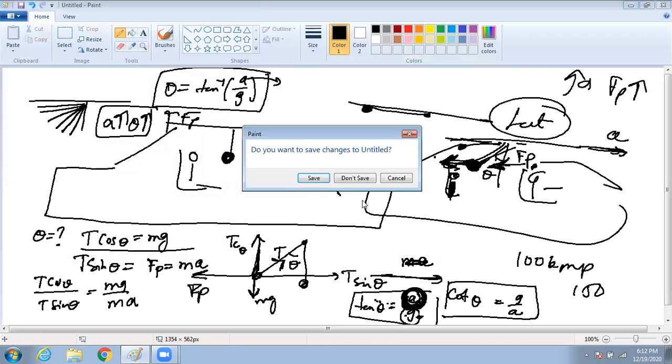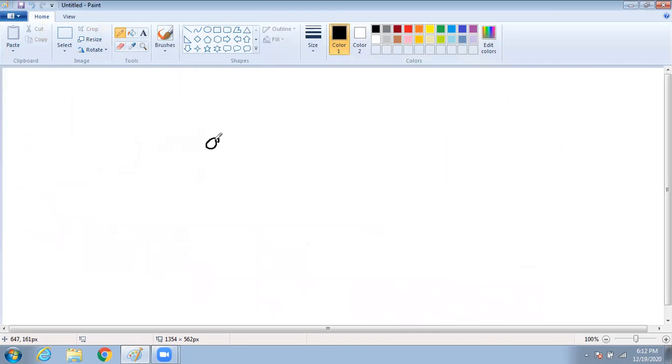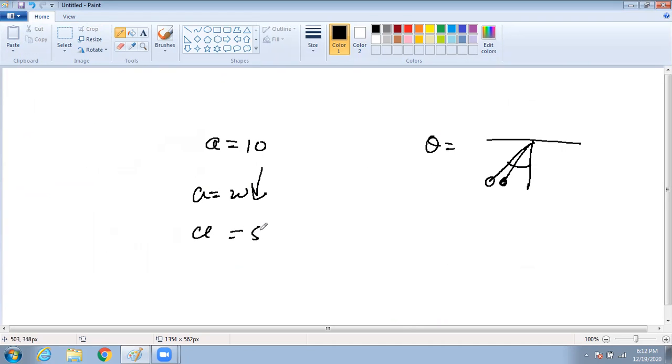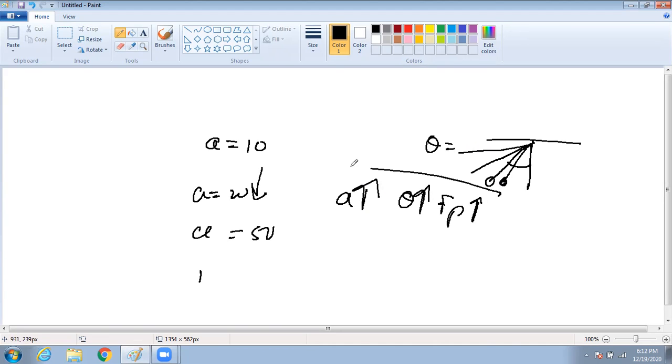That means if your a is 10, your inclination is something, maybe it is like this. Now you increase, your a becomes 20, your inclination becomes more. So theta becomes more. You are still increasing to 50, inclination is more. Still increasing to 100, inclination is more. So more the acceleration, more the theta, more the FP.